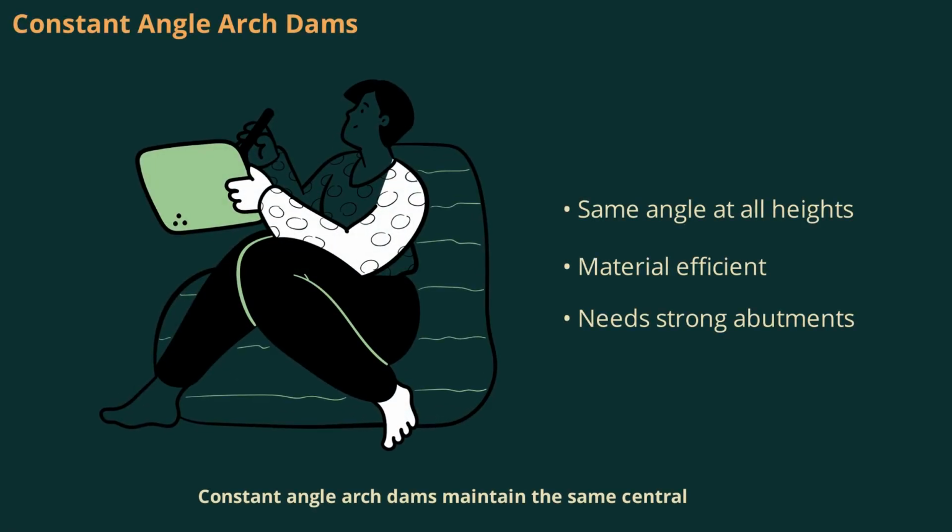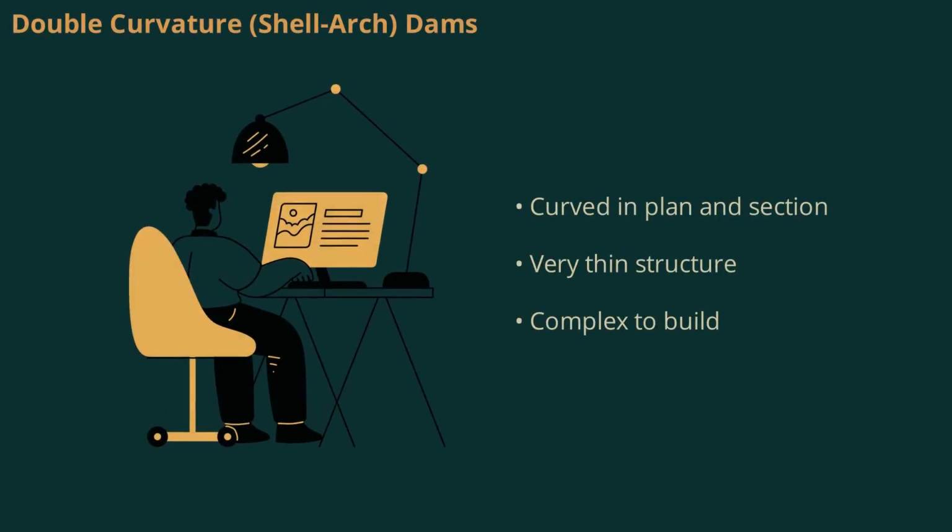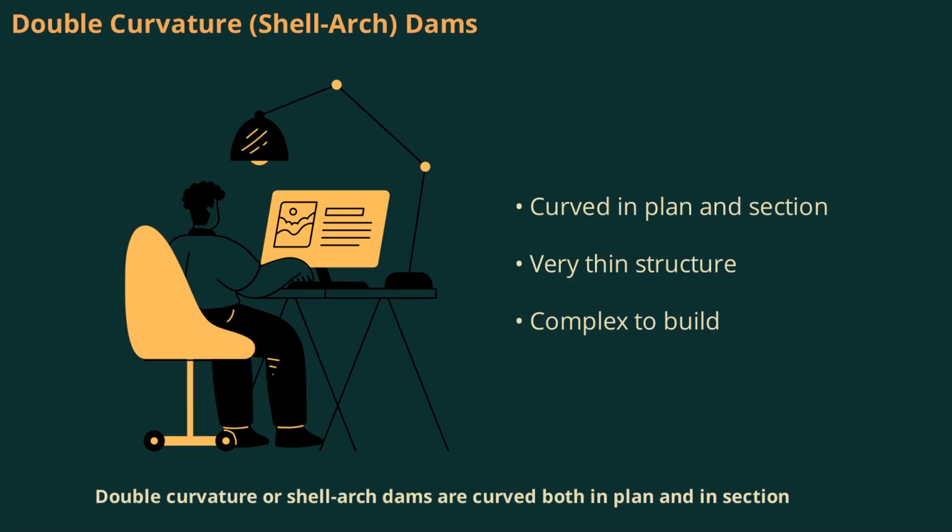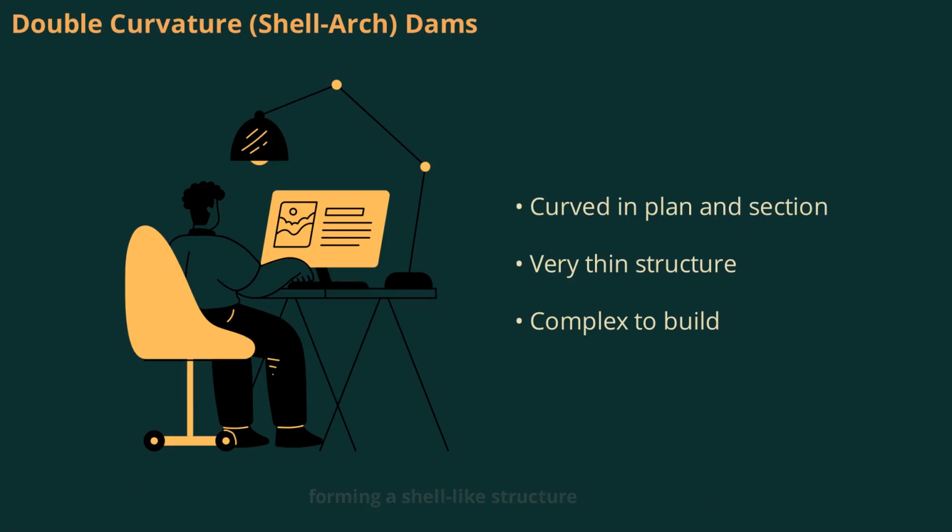Constant angle arch dams maintain the same central angle for the arch rings at all elevations. This design is highly economical, as it allows the use of the best central angle for minimizing concrete volume. However, achieving this often requires overhangs at the abutments, which in turn demand very strong foundations. While more complex to build, constant angle arch dams are preferred when maximum material efficiency is needed and site conditions permit.